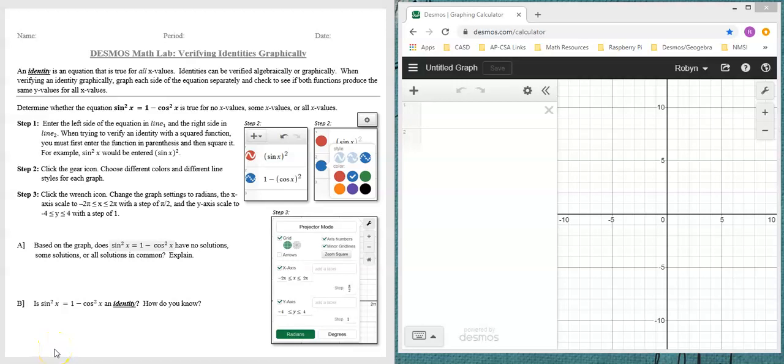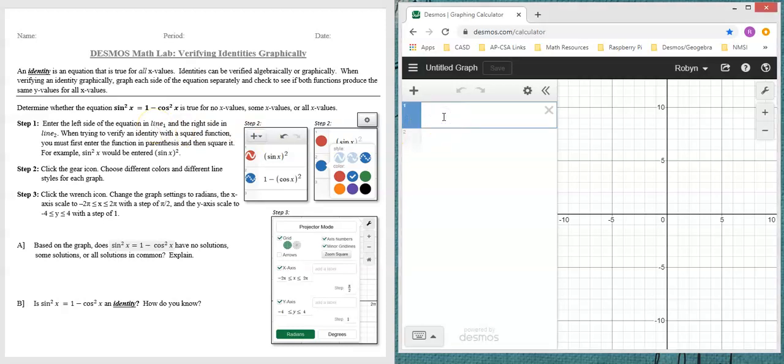Okay, so in this math lab, we're going to need to open up the Desmos graphing calculator, either on the laptop or, if you want to use the app on the phone, that's fine. And if you have an account, it's a good idea to log into Desmos so that you can save your progress if you get interrupted and need to resume.